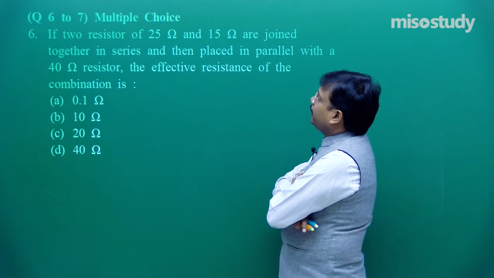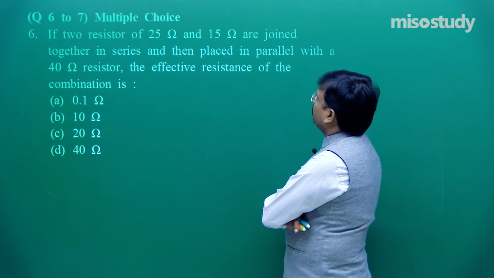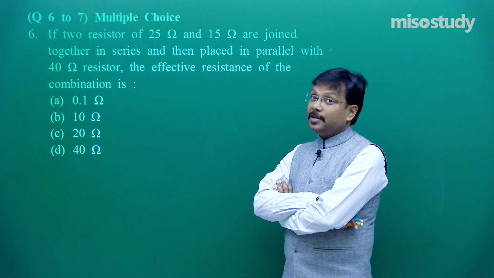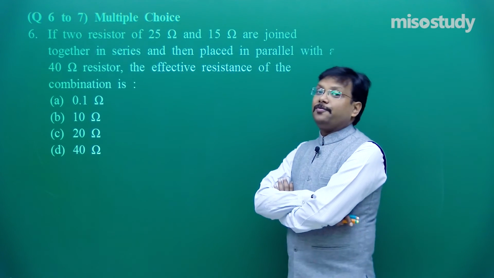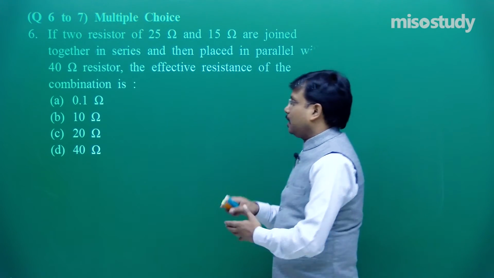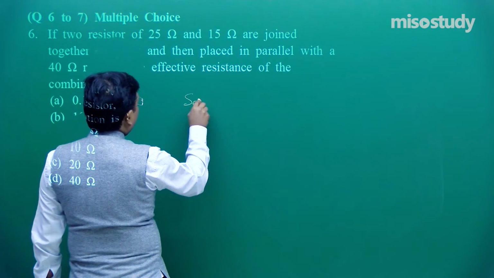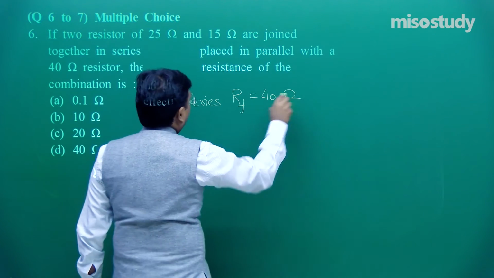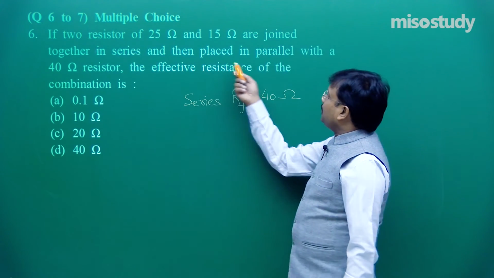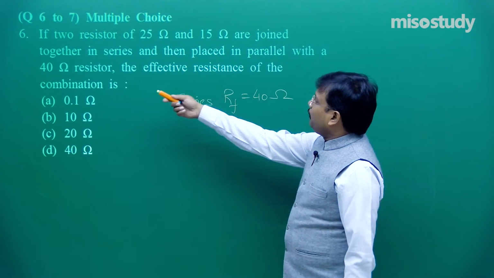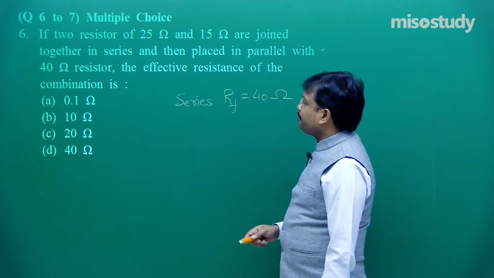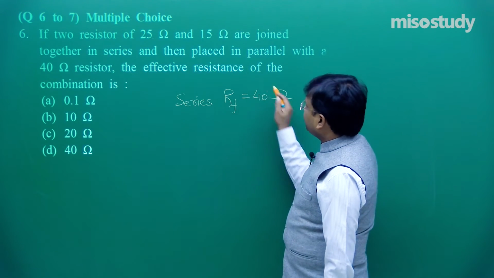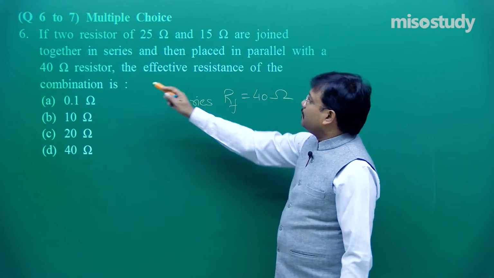So, let us read the question. Two resistors of 25 ohm and 15 ohm are joined together in series. Now, 25 plus 15 in series will give you how much? 25 plus 15 will give you 40 ohm, fine. So, in series RS is 40 ohm, and then placed in parallel with a 40 ohm resistor. So, first 25 and 15 in series, and after that the resultant is connected in parallel with 40 ohm.